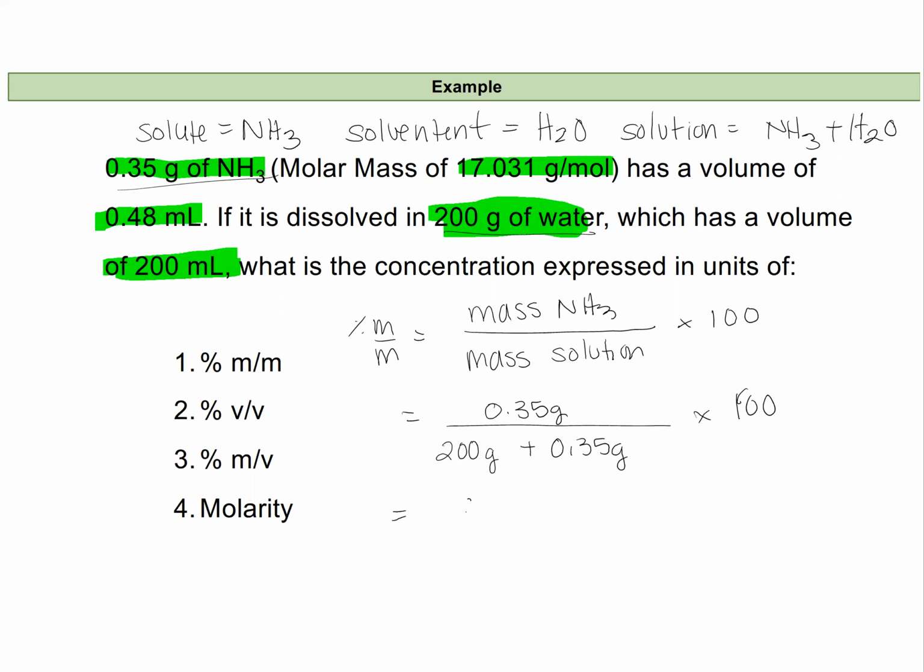So this will be equal to that 0.35 grams divided by 200.35 times 100, which is going to be equal to 0.175%. Pretty small.